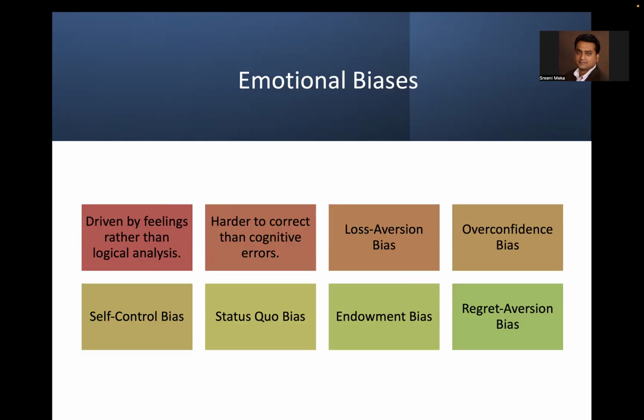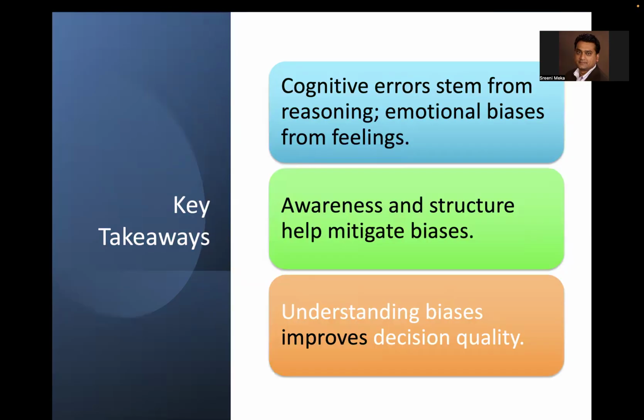The next one is regret aversion. Regret aversion is asking, what happens if I do something? You feel, oh, what if I buy it, I may lose the money, or it may not go higher. So you don't take decisions in order to avoid the regret. Those are the things you need to be careful about.